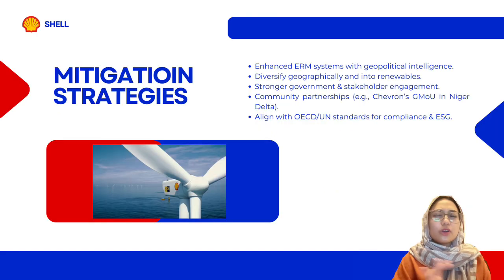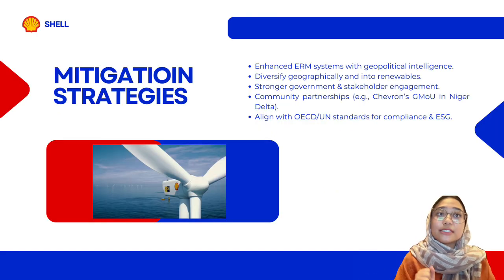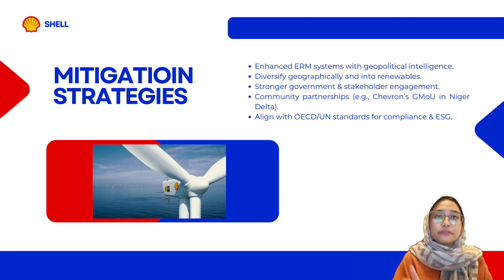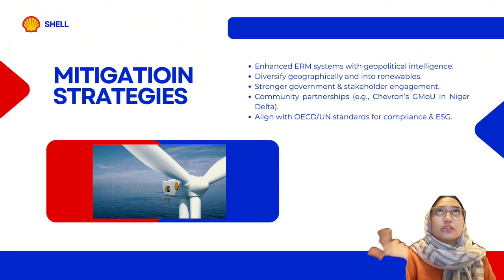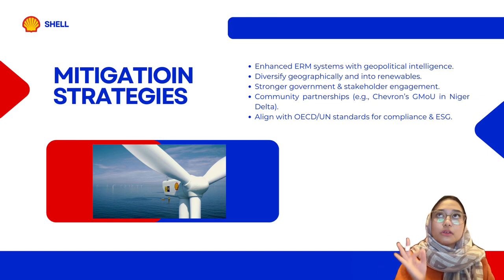To deal with all these challenges, Shell has taken several important steps. The first one, they have improved their enterprise risk management system by including more geopolitical intelligence. This helps them better predict and prepare for political risks. Second, Shell is diversifying. This means not only expanding into new regions but also investing in cleaner renewable energy sources. It reduces their dependence on fossil fuels and high-risk countries.